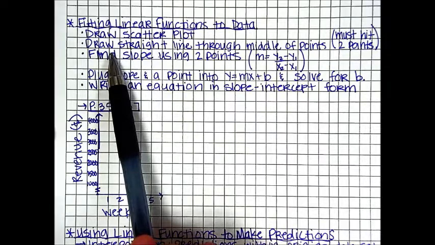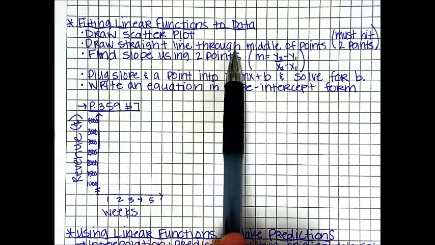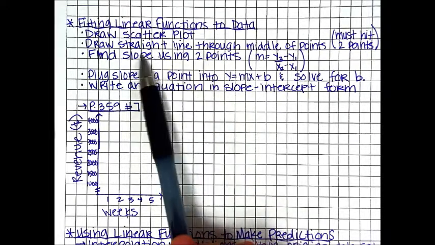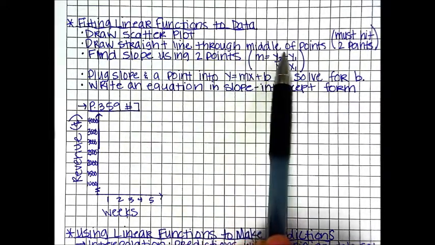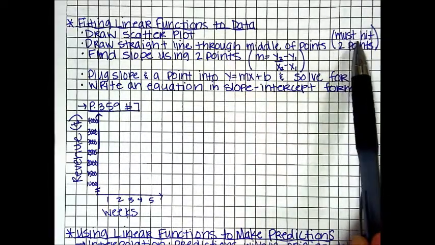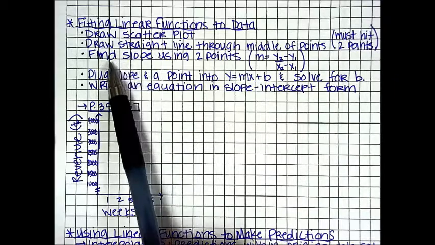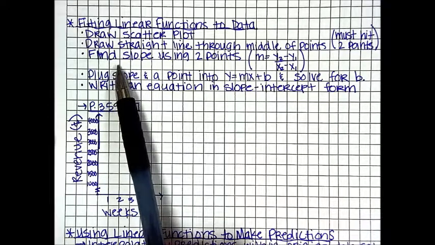Then you're going to take a ruler and draw a straight line through the middle of the points. What you have to make sure of is that you don't want your ruler just going through thin air and hitting absolutely nothing through the middle. You want to make sure that you hit at least two of the points on your scatter plot when you draw your straight line. Then you're going to need to find the slope of the line you drew.